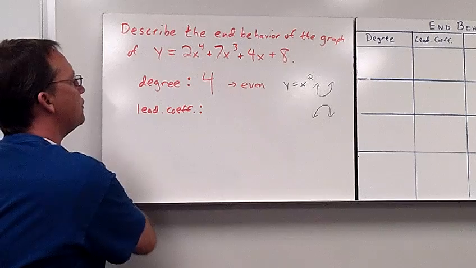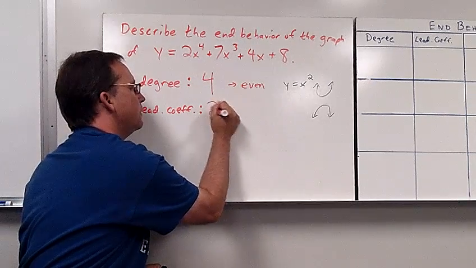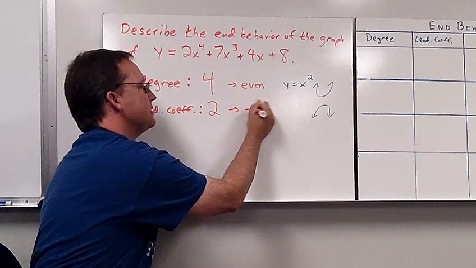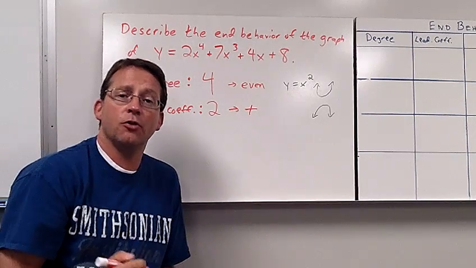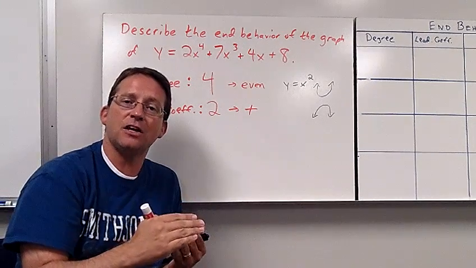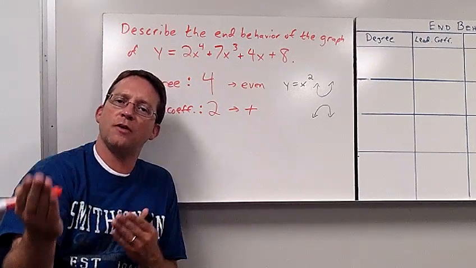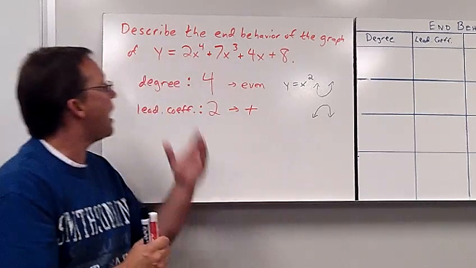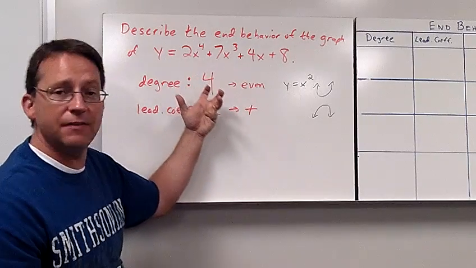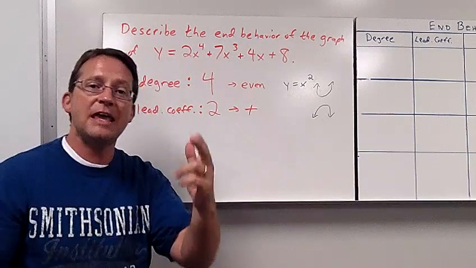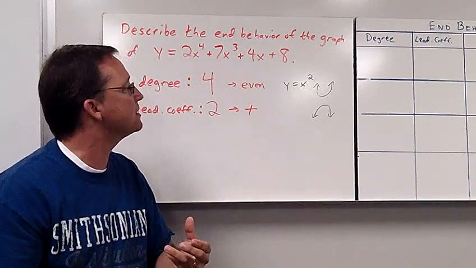So this leading coefficient being 2 is important to us because that number is a positive number. When we look at degrees, we're interested in whether that degree is even or odd. When we look at leading coefficients, we're interested in whether that's a positive or negative leading coefficient. So I have a polynomial here with an even degree and a positive leading coefficient.